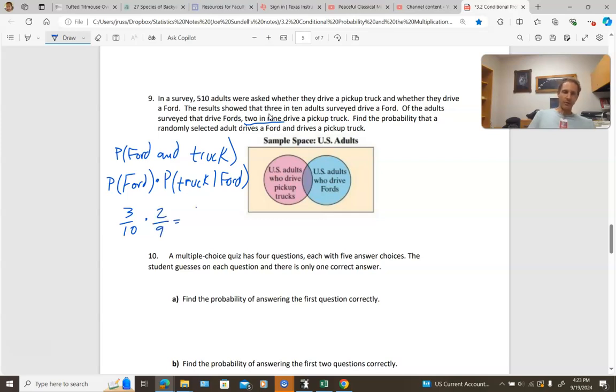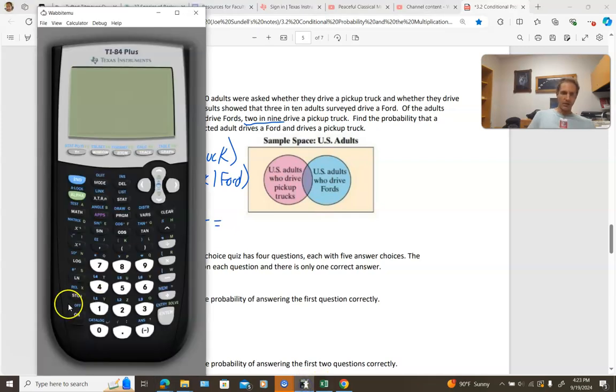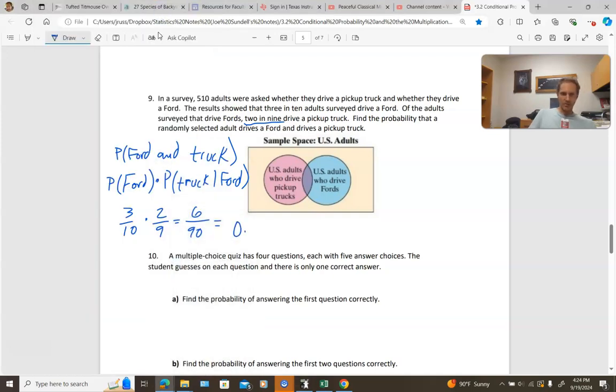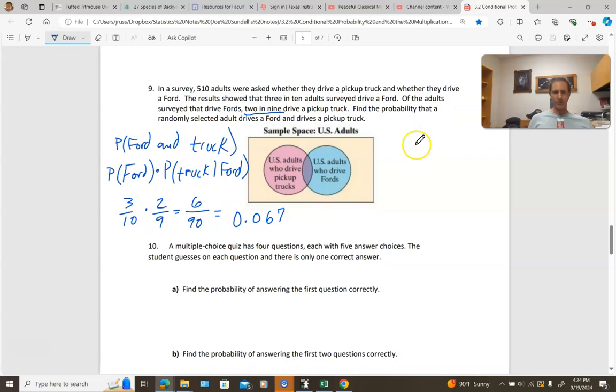And so if we multiply, we're going to get 6 over 90, and we'll see 6 divided by 90. This is going to be approximately 0.067 if we round to 3 decimal places. 0.067. All right. Well, let's continue.